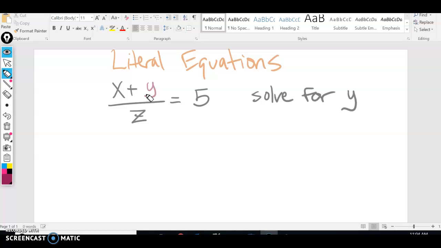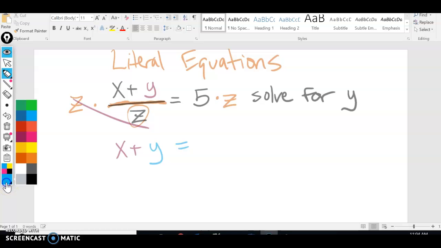The first step in getting y by itself, some people would think to subtract x. That is not the case. When we have a long fraction bar like this, we are going to get rid of the denominator of z. z is being divided here to y. So we're going to do the opposite and multiply both sides by z. Doing that cancels out the z's on the left. So we're left with x plus y equals 5 times z, which can be left as 5z.